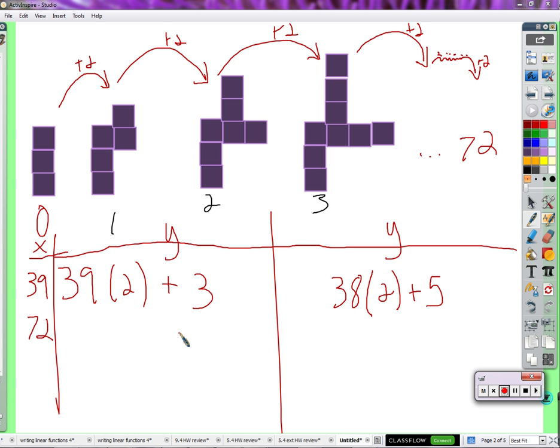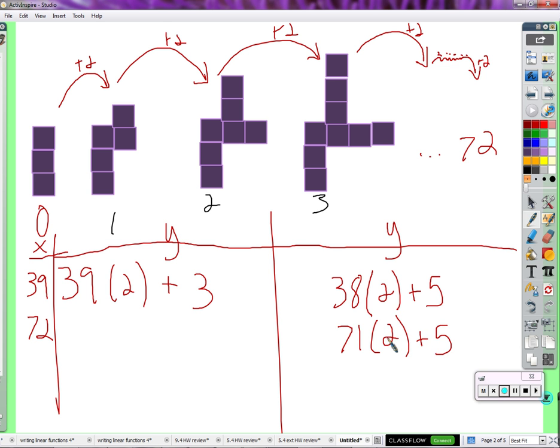So, when I asked who used this approach, a lot of people raised their hands, so maybe let's write this one down first. How do we find the number of blocks in figure 72? You would do 71 times 2. Okay, why 71 times 2? Why 71? Because it takes 71 times to get the 72. Yes, it does. Times 2 because? Because there's 2 blocks added on everything. You got it. Plus? 5 because that's how many you start with.